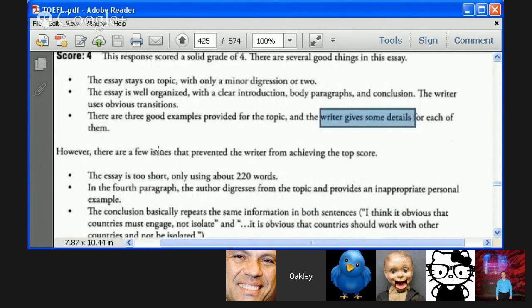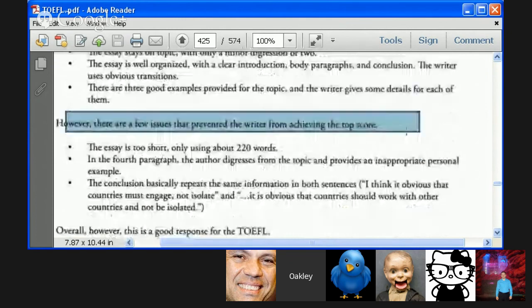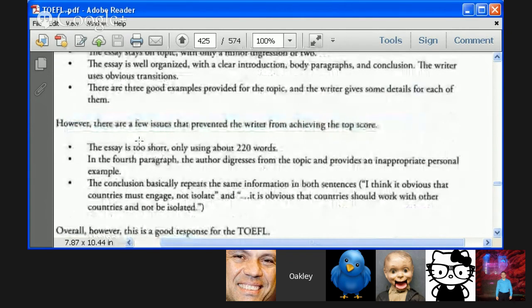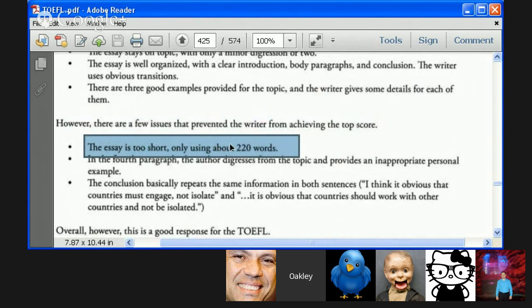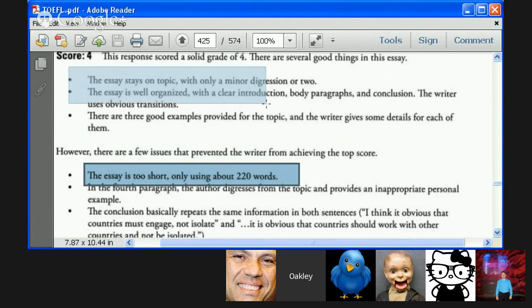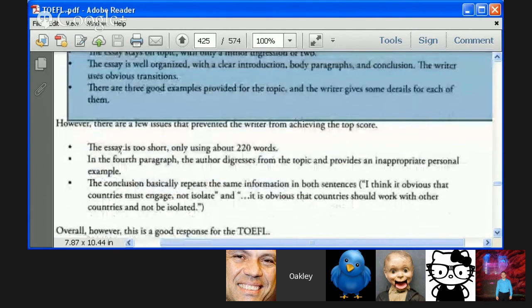However, what are the problems which prevented the writer from a top score? The essay, well, you wouldn't know this, we didn't bother to count, but for the TOEFL opinion essay, it has to be 300 words. That's what we're looking at, the reasons to justify the score. Here are the good points, and now we're going to look at the bad points.